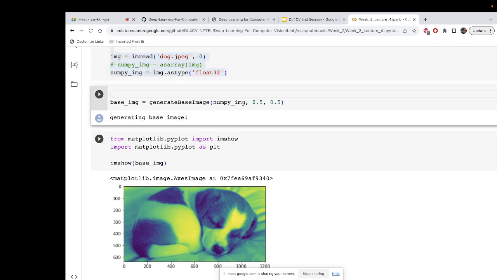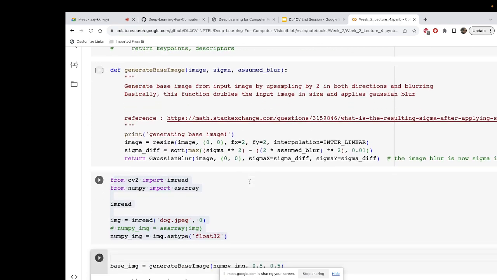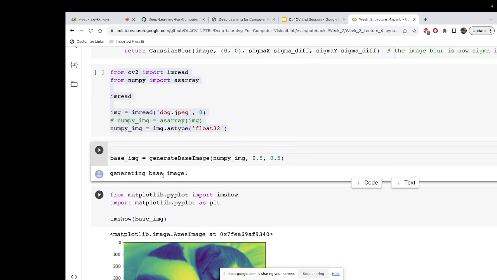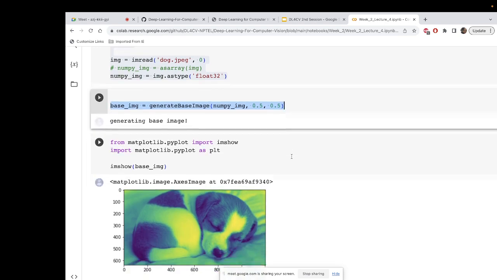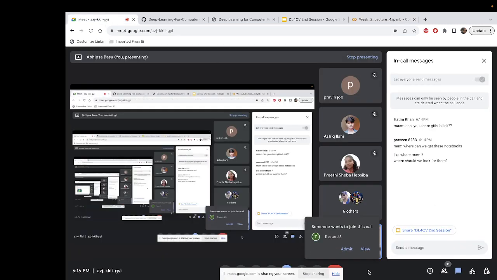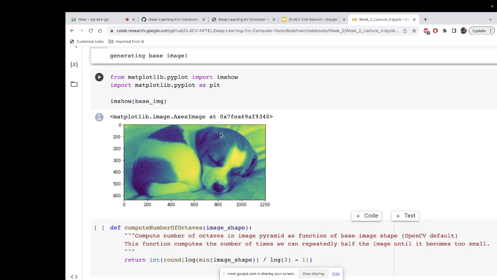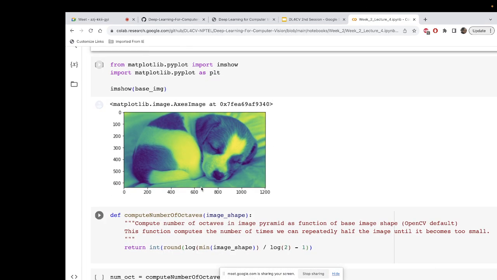So this is the base image that we generated with the generate base image function, and this is what the base image looks like. It's that of a dog, right?